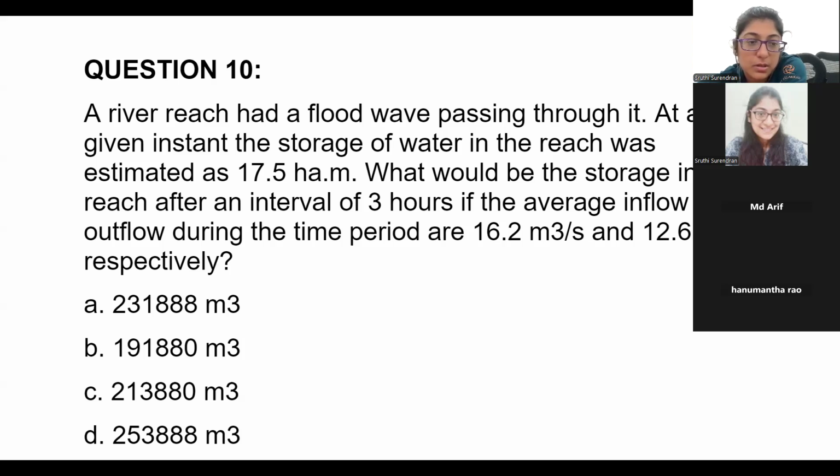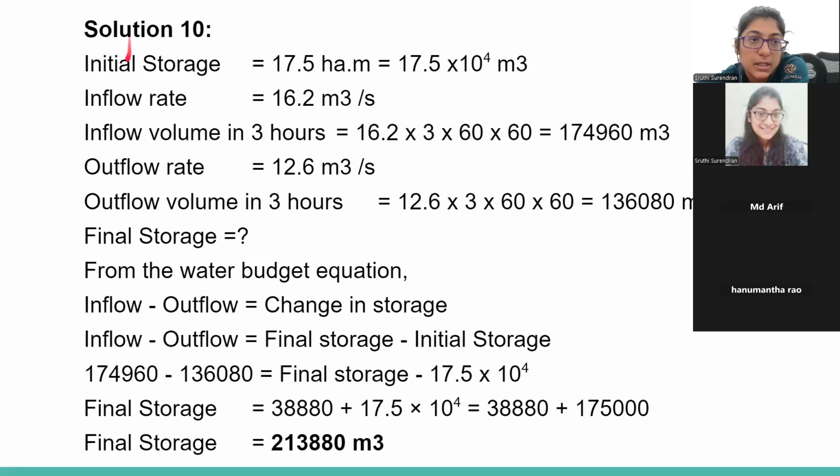So let's just go. Correct answer is option C. This is how. Initial storage is 17.5 hectare-meter. Converting it into meter cube, we get this quantity. Inflow rate is given as 16.2 meter cube per second. When you multiply 16.2 into 3 hours into 3600, converting hours into seconds, we get this quantity as the inflow volume. Similarly, outflow rate is given. When we convert it to the outflow volume by multiplying with the duration and converting to seconds, we get this quantity.